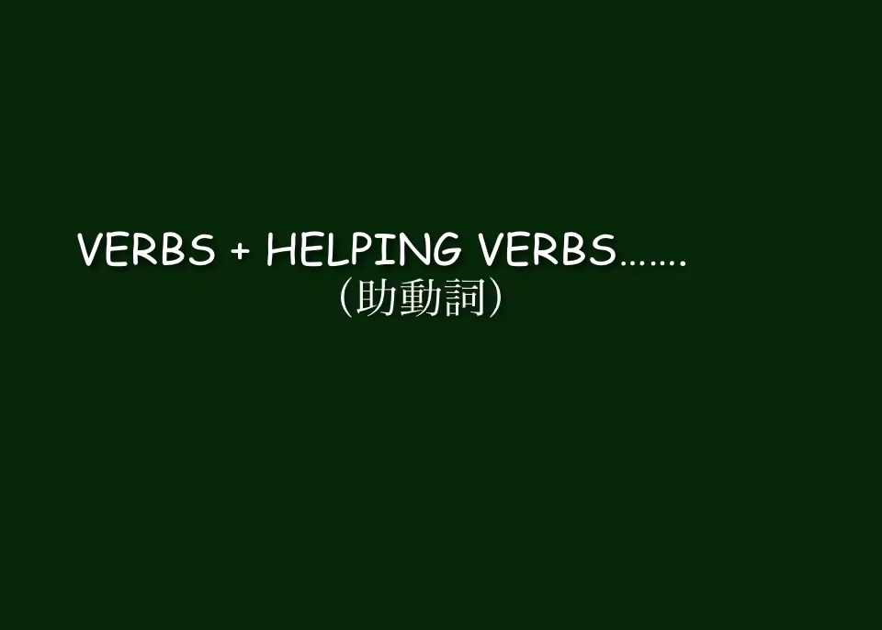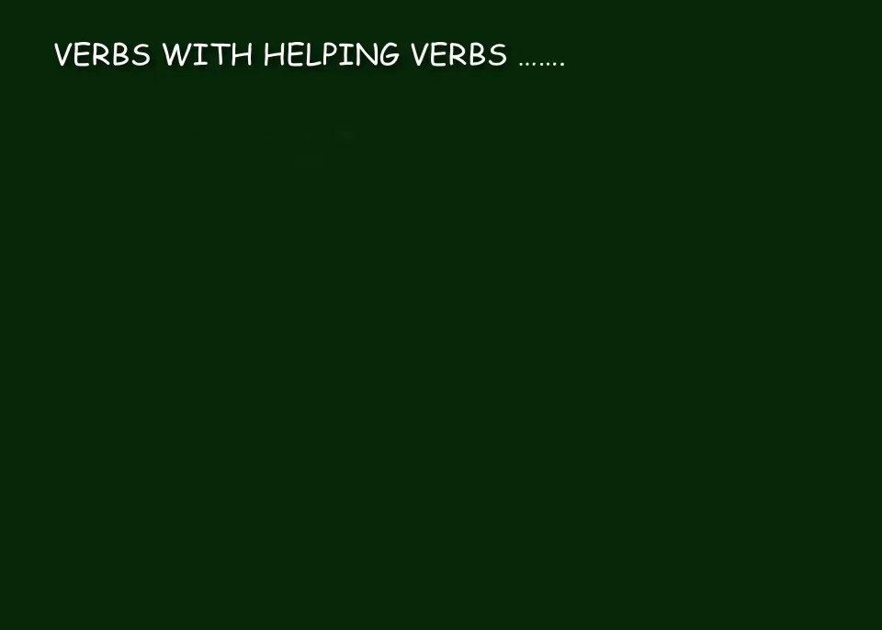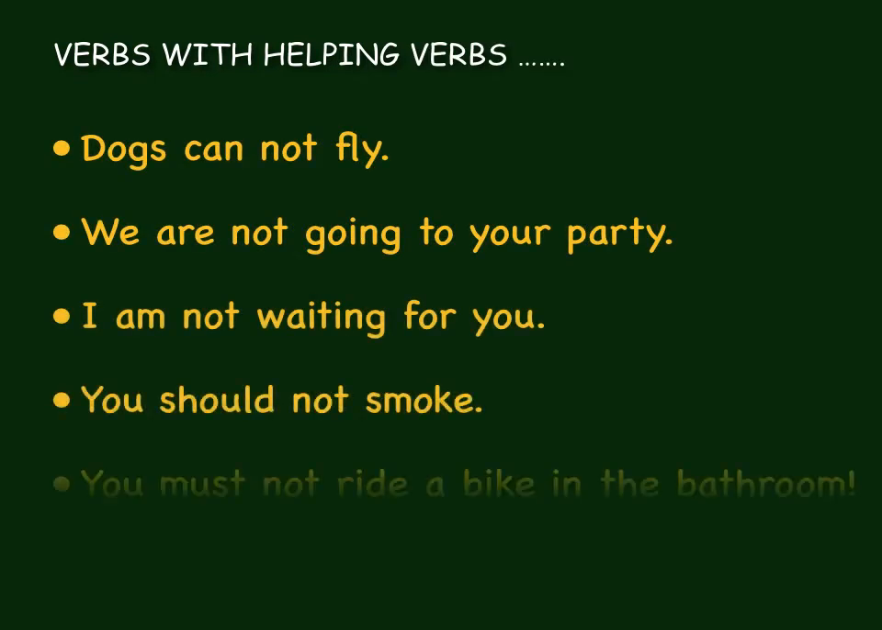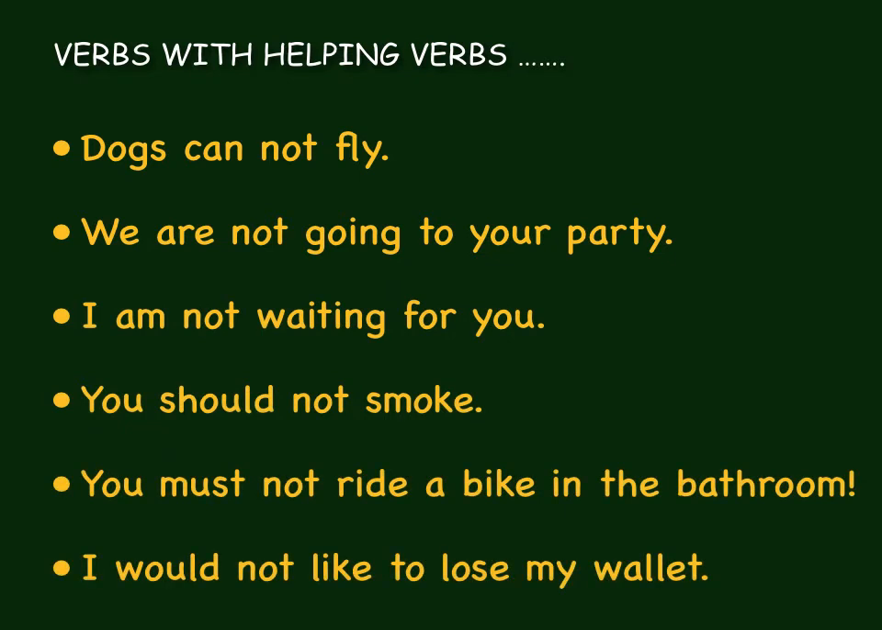Now let's look at some helping verbs in action. Here are some negative sentences using helping verbs. They all follow the same rule. Not comes after the first verb. Be careful here. The verb be is in fact the helping verb be. It's helping the main verbs going and waiting. And it adds a particular meaning to the sentences.